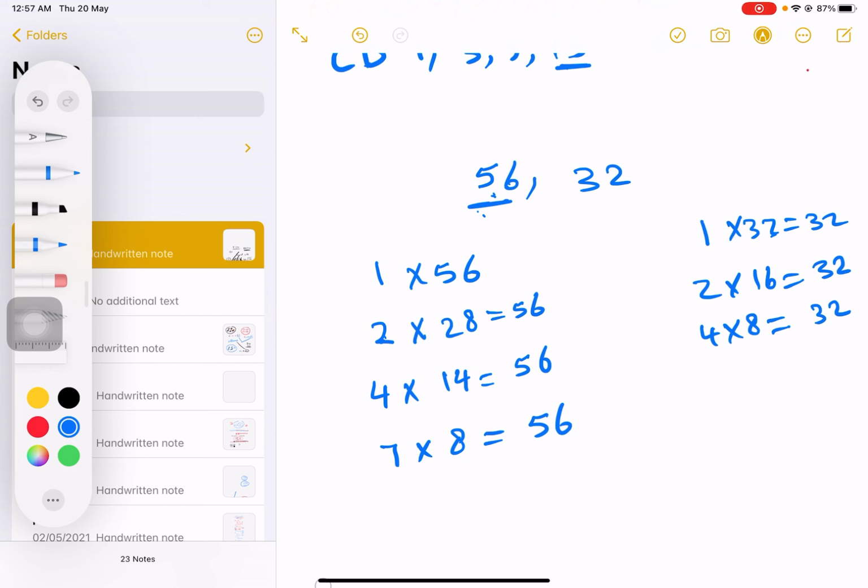Now these divisors mean that if you divide 32 by 16, the answer is 2. If you divide 32 by 4, the answer is 8. And you can divide and get no remainder.